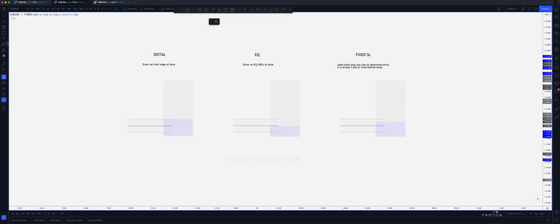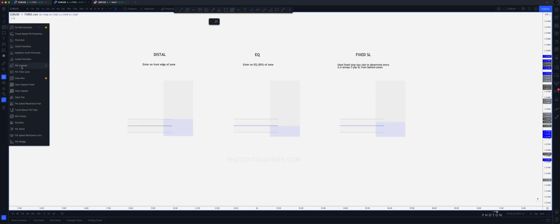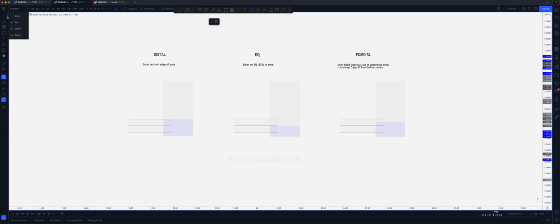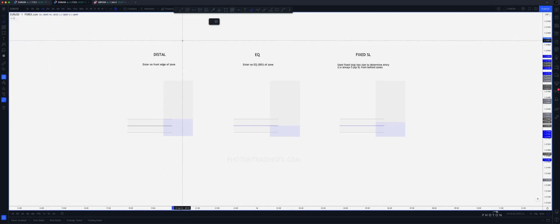Let's have a quick look over here. Where are you? You're up over here. Actually, no, it's not a fib channel. I believe it's the parallel channel, isn't it? Yeah, there we go, just being blind. The parallel channel, which is in the trend line section. So that's what I personally use to draw my execution timeframe zones.